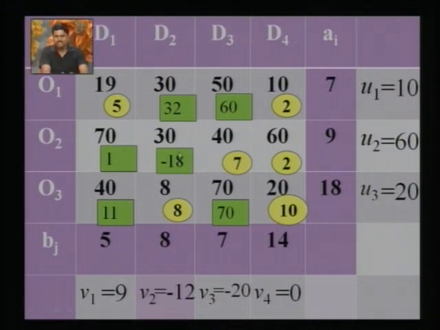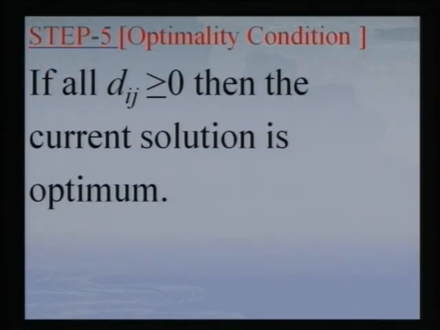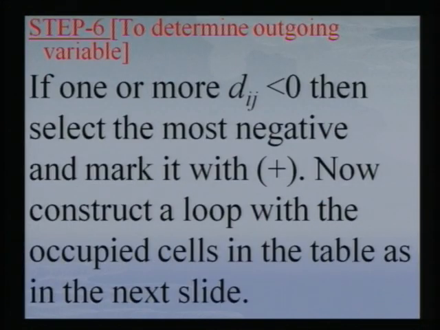First you see in this, all Dij's are not positive. This particular Dij, which is minus 18, is negative. So it indicates that not all Dij's are greater than or equal to 0. If one or more Dij is negative, that means it is not an optimum solution. In this case, we want to find a better, improved solution. So we repeat this whole process.